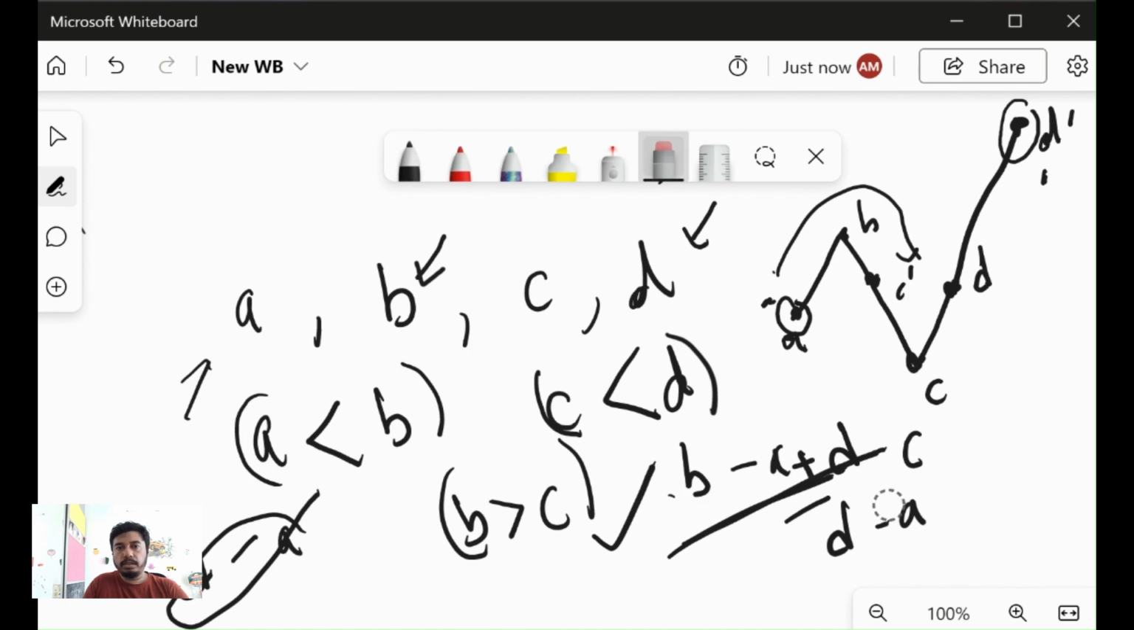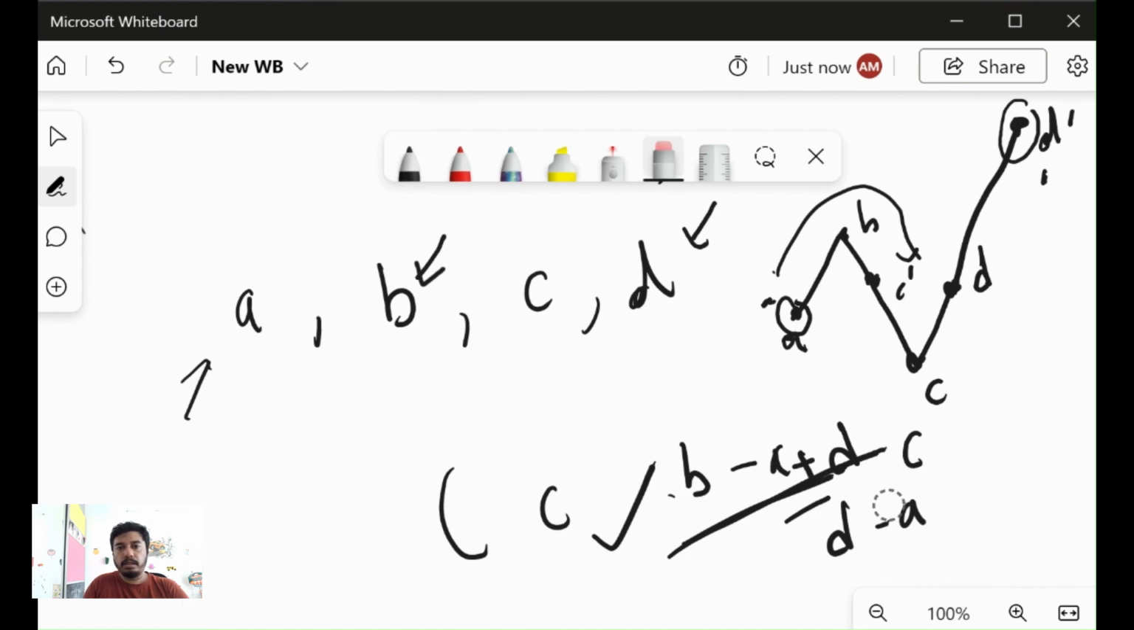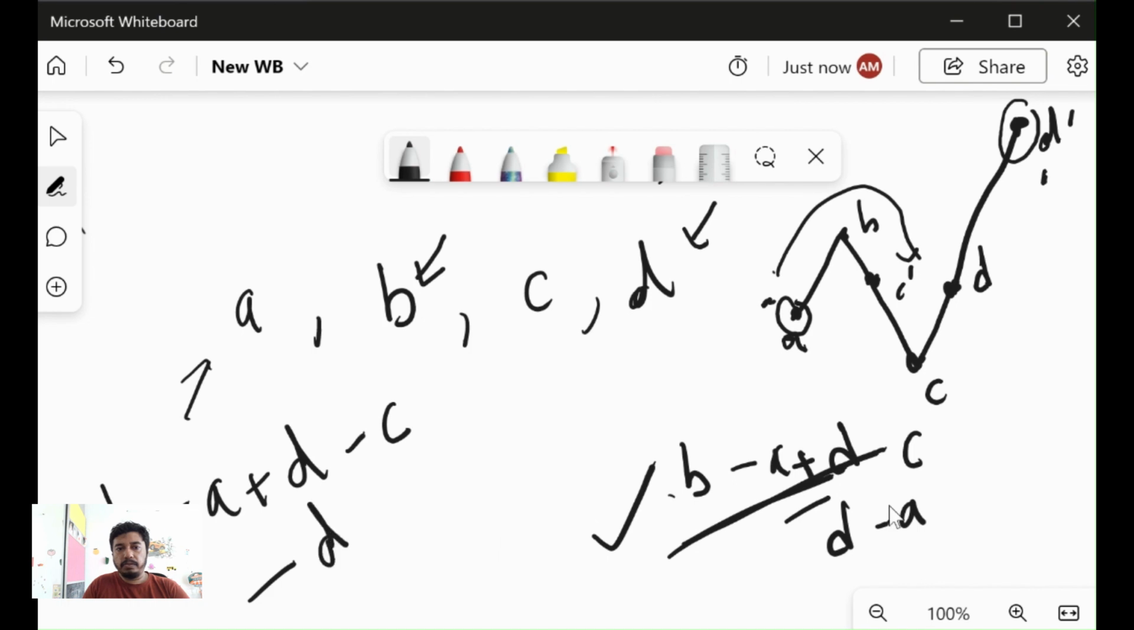Okay. Let's do a subtraction. So I subtract the second profit from the first profit. So in that case, what would be my value? B minus A plus D minus C minus D, and minus A would be plus A. So this would be my difference of the two profits, correct? So as you can see, the D's cancel each other, the A's cancel each other. So I am remaining with only B minus C, correct?